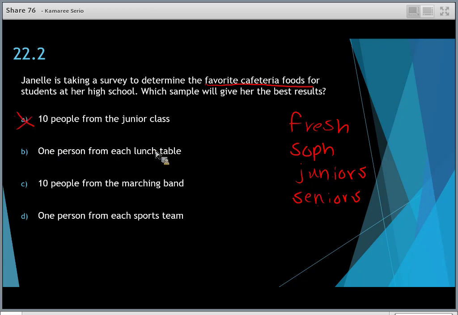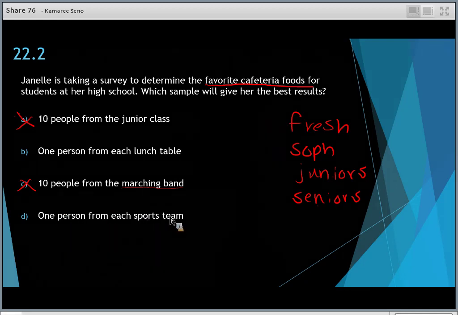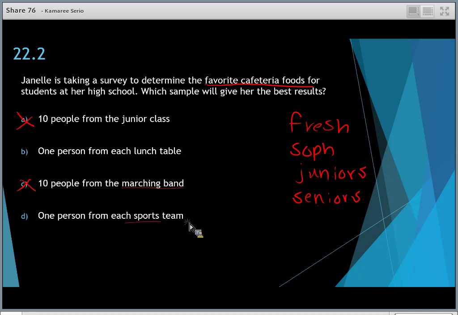One person from each lunch table. That could work. Let's read the last 2. 10 people from the marching band. Well, I feel like that's a biased group of people, right? It's too confined. And one person from each sports team. That's still kind of a bit biased, right? This sports team is a smaller group of people. I want to have a sample that gives me a more broad range of results. So that means that B is actually going to be the best one here.